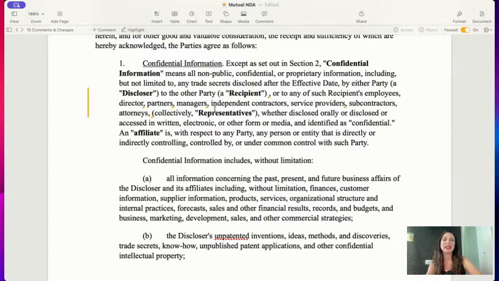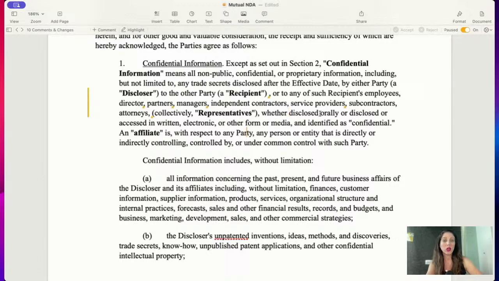So now I've limited who they can share my information with, because I want to make sure it's only who might actually need this. And in the event they need to expand that list, we can always enter into an amendment later, or they can come get my permission. But I don't want to just automatically grant it unless I'm aware there's a reason.